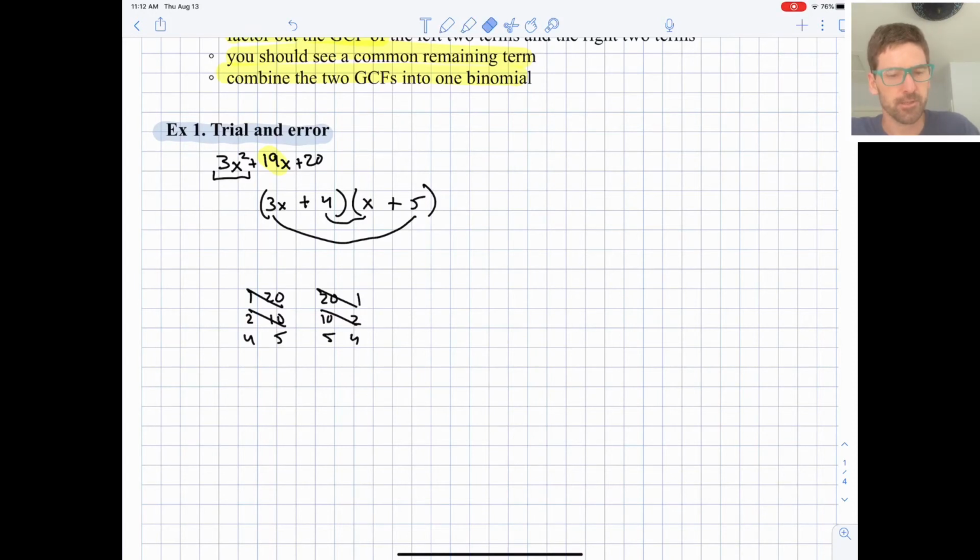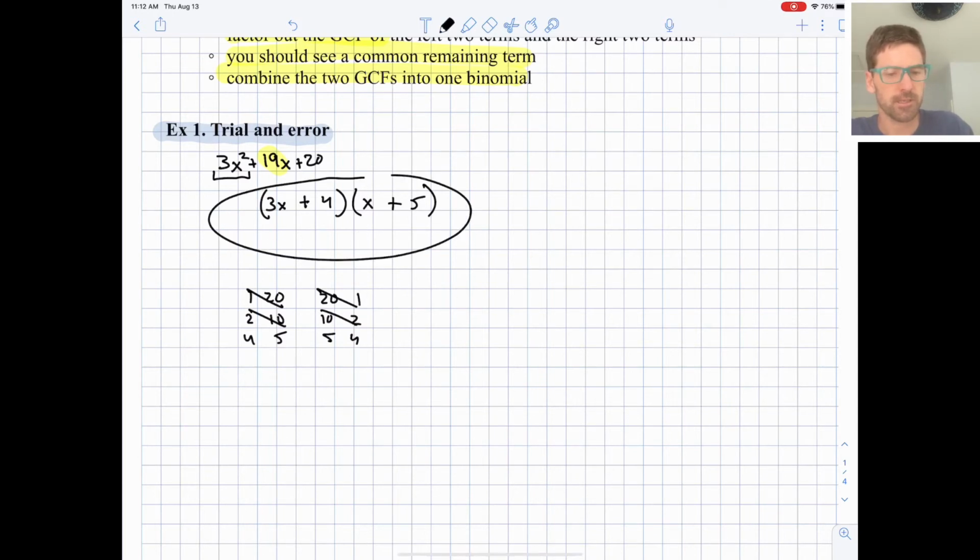Okay, so let's clean things up and circle our final answer. And let's FOIL it to check it out. So 3x times x is 3x squared, outers are 15x, inners are 4x, and the lasts are 20. Yes, and that does check out. Okay, so it looks like we did it correctly. So that's the trial and error method, and you can see that there's maybe a little bit of tediousness with it. Obviously, it's trial and error, right? You're going to see how long it takes.